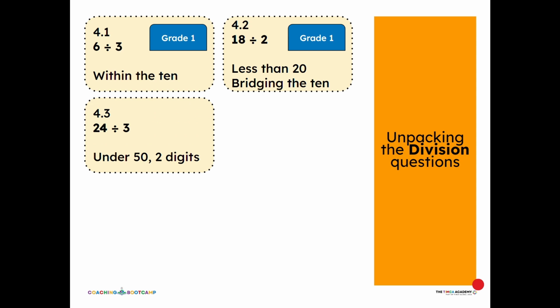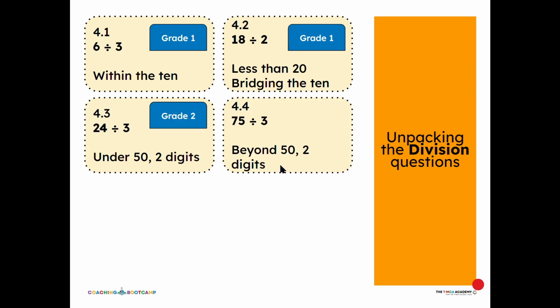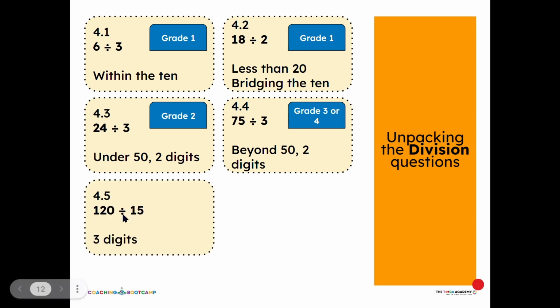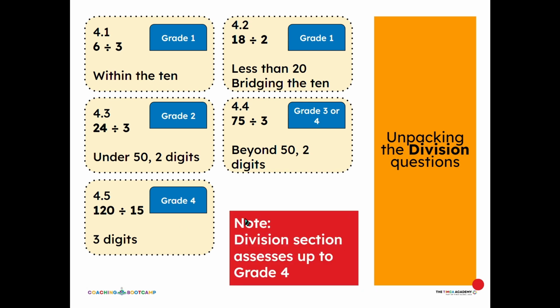24 divided by 3, we're working with numbers over 20, under 50, but we're now working with potentially 2 digits. This is grade 2. 75 divided by 3, we're now working beyond 50. This is grade 3 or 4 level. And then the final one, 120 divided by 15, we're doing division with a 3-digit number, and we're now into grade 4 level. And similarly, the division section assesses up to grade 4.